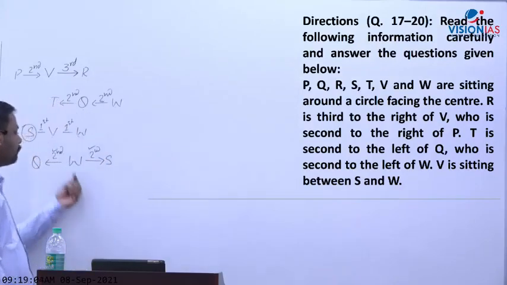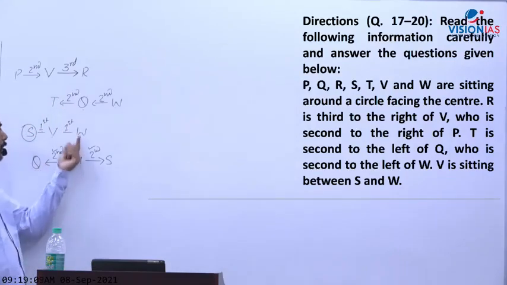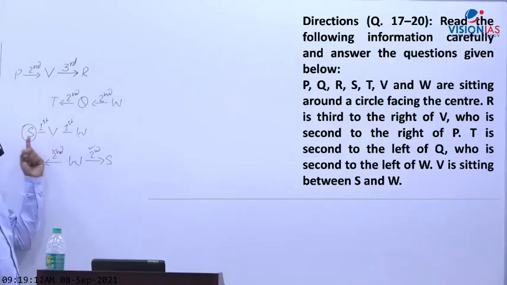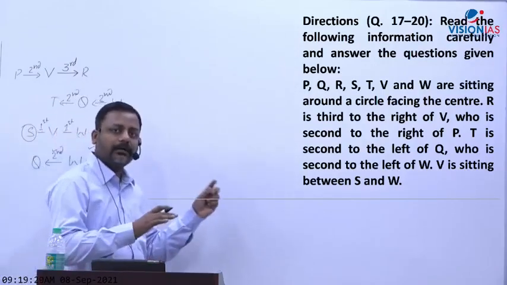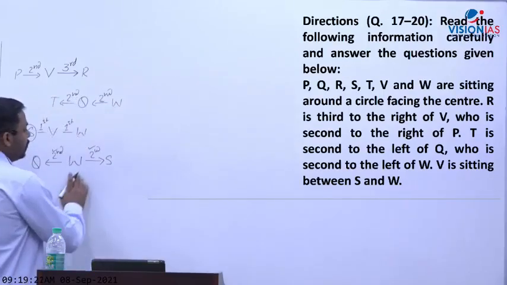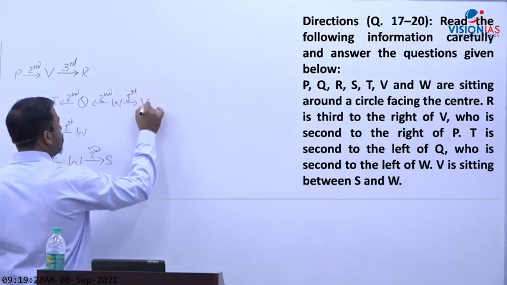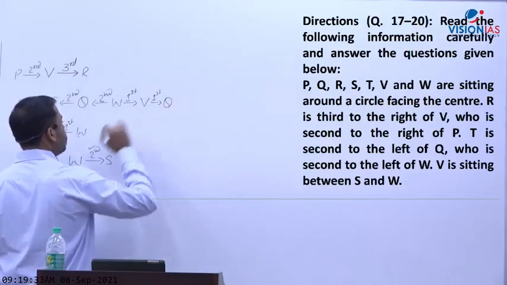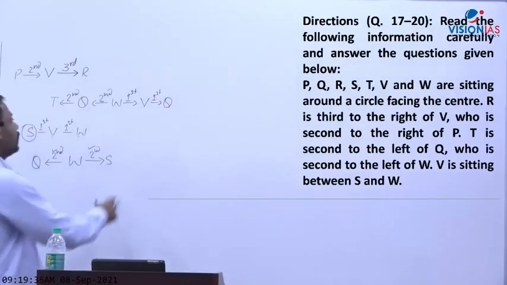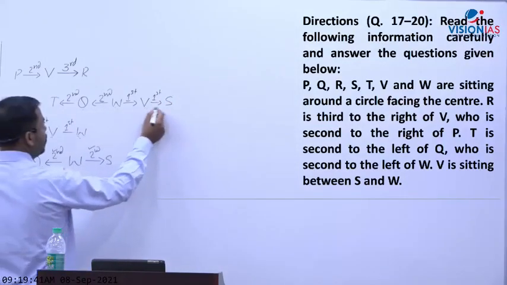Understood? See, Q is second to the left of W, and on the second place of W, S is also there. So if Q is on the left hand side of W, then S must be on the right hand side of W. So we can easily say that V is on the immediate right of W, and on the right hand side of V, further S is also there. So W, V and S.